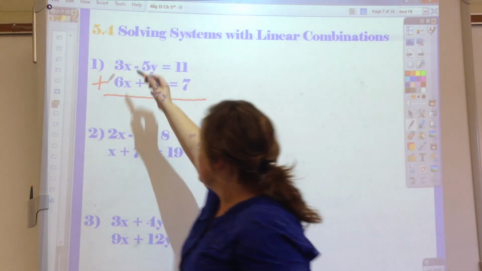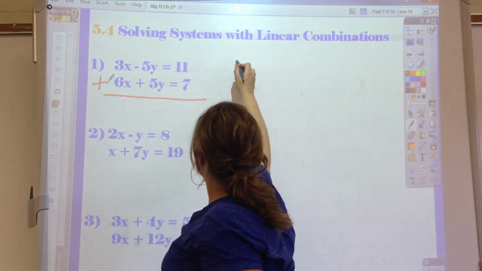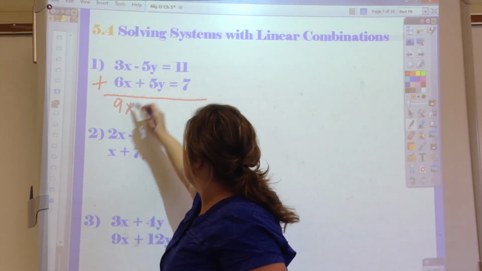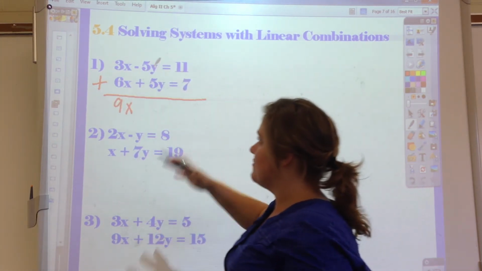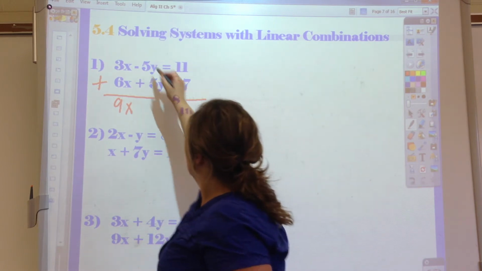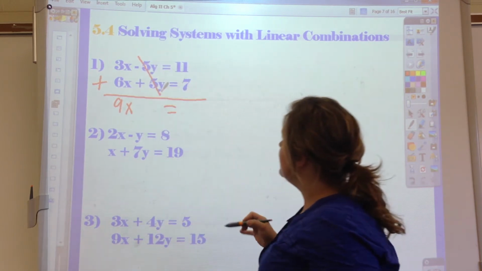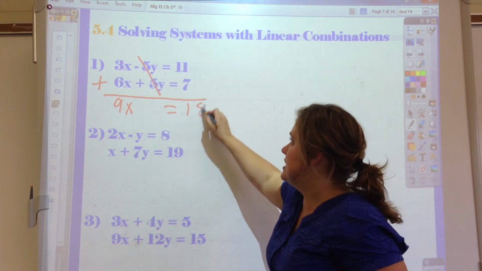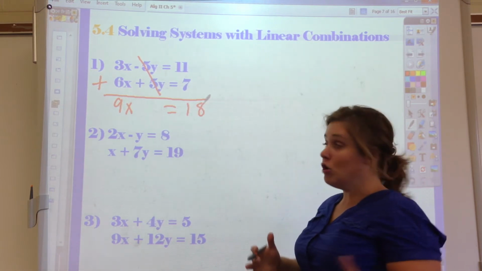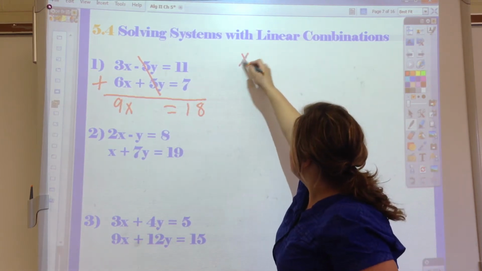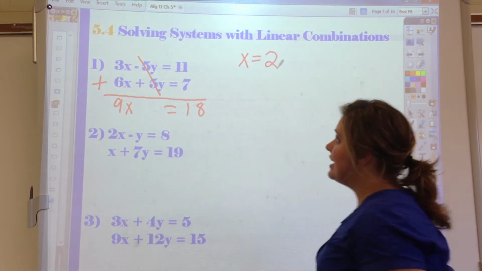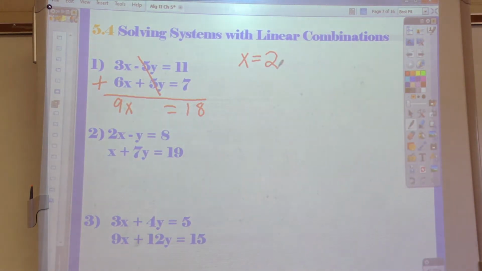what happens. 3x plus 6x gives me 9x. Negative 5 plus 5 cancels. And 11 plus 7 is 18. Now to get my variable alone, I divide both sides by 9, and hopefully you'll agree with me that I get x equals 2. Now at this point, it doesn't matter which equation I plug the x equals 2 into, I'll get the same answer either way.